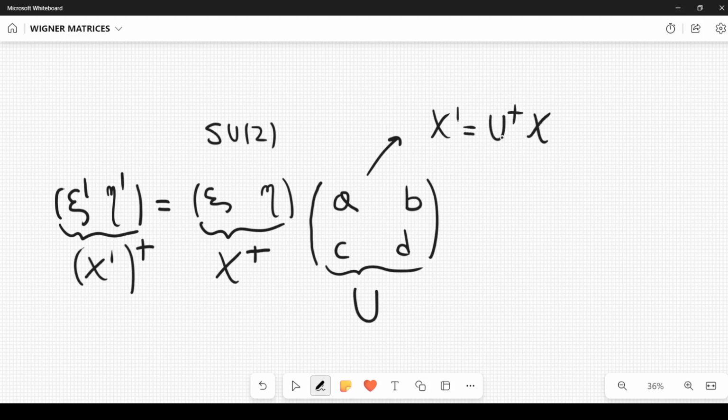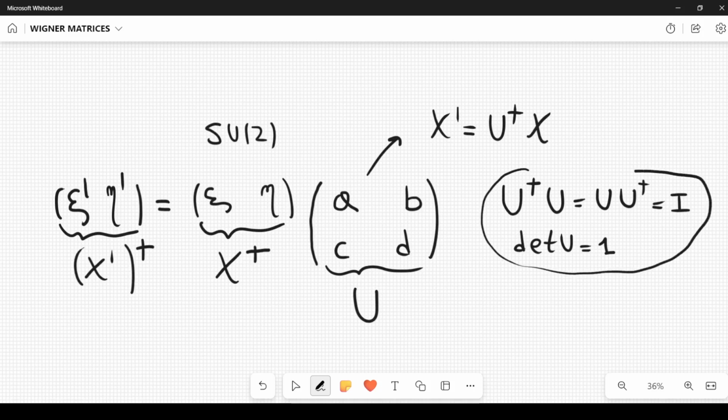So U dagger is another unitary matrix. You can call this W, whatever you want to call it. You could have called this one U dagger and this one U. Doesn't really matter. This matrix should comply with the constraint that U dagger U is equal to U U dagger is equal to the identity, and also that the determinant of U is equal to 1. So in general, what we are going to do is something that is not really dependent on these constraints, so we will be a little bit more general, but you have to think that we are really interested in the SU2 case, and for SU2 we have these constraints as well.